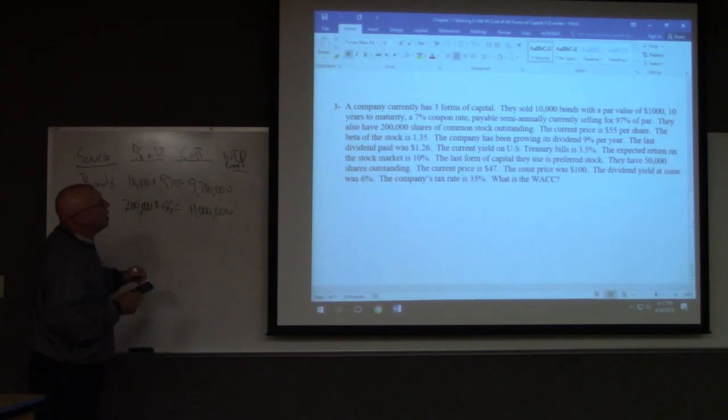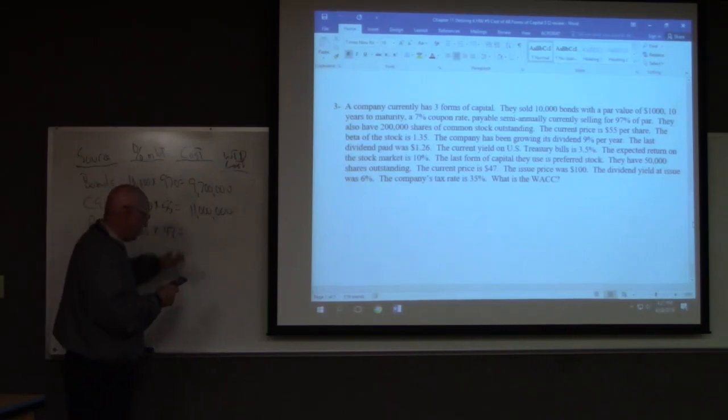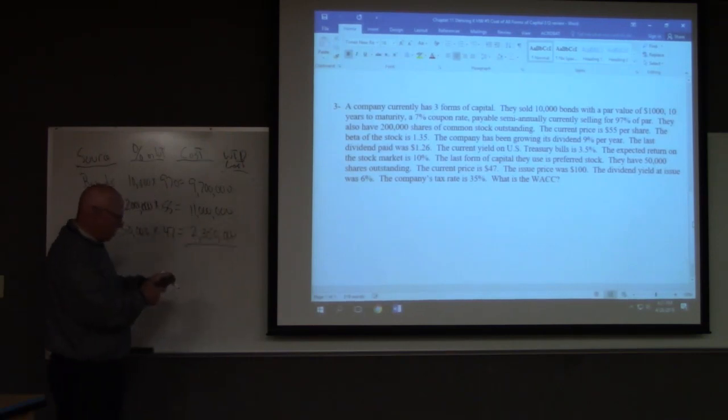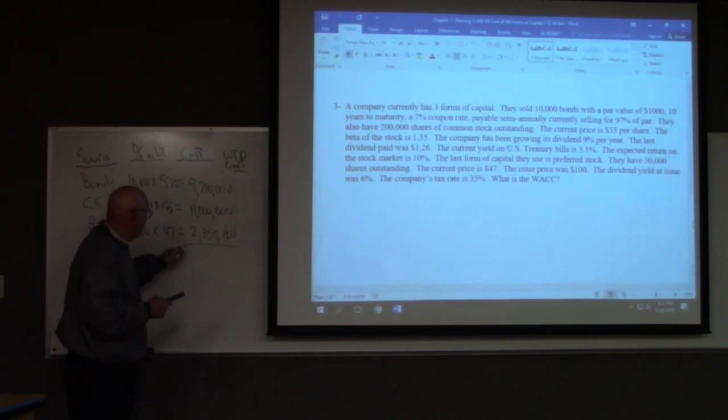Preferred stock is 50,000 shares times $47, which is 2,350,000. All right, let's add them up. 9,700,000 plus 11 million plus 2,350,000 is 23,050,000.